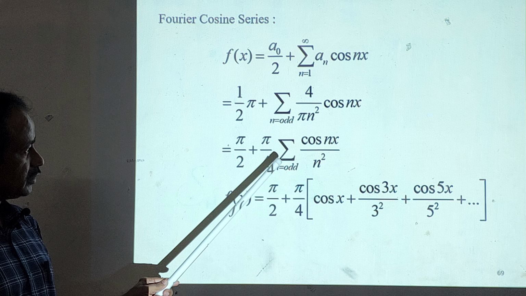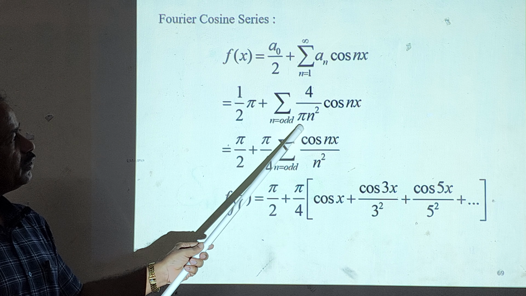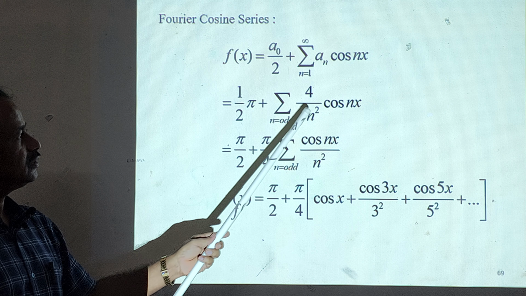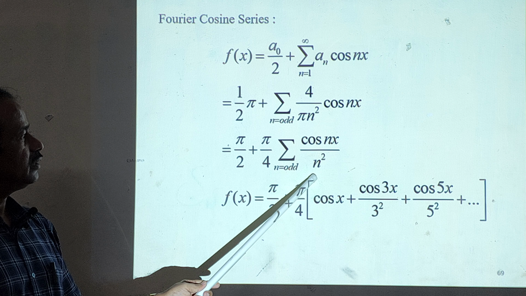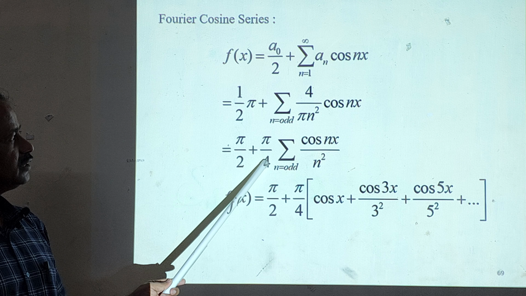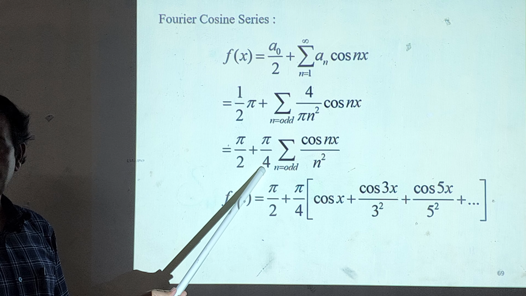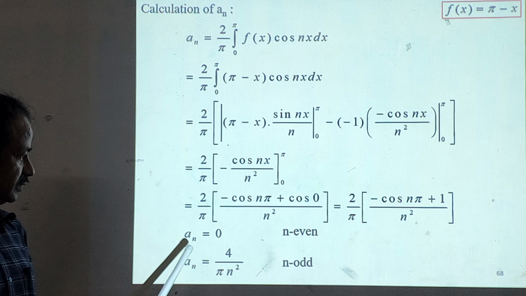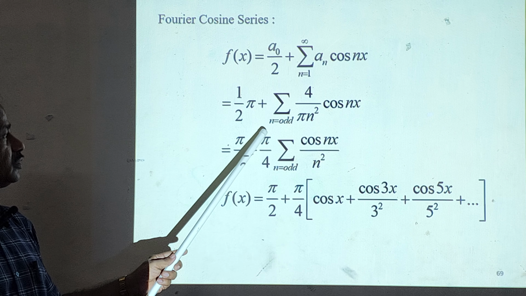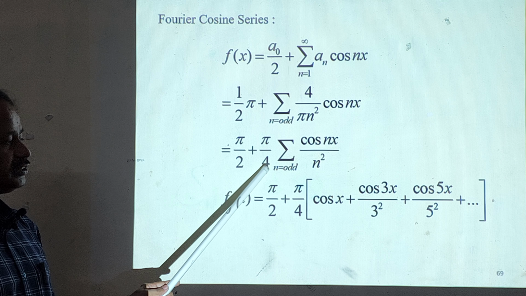Somewhere there's a mistake here. 4 divided by pi n squared cos nx. So cos nx by n squared we have 4 by pi. So there's a mistake here. This becomes 4 divided by pi. So here 4 divided by pi, see as it is 4 divided by pi. So there's a mistake here. This is 4, this is pi.